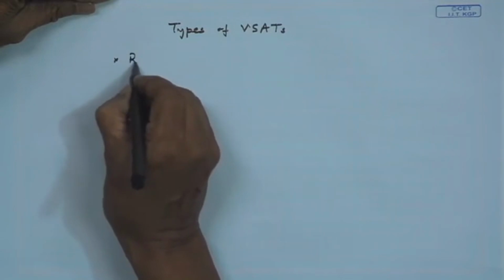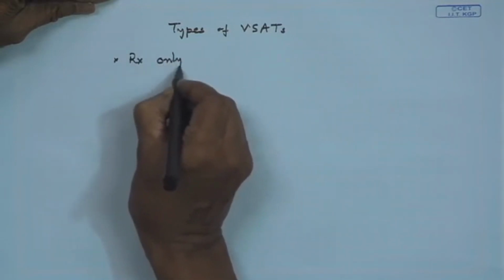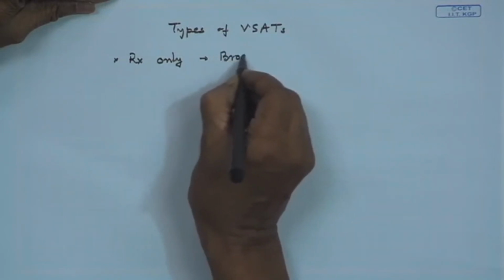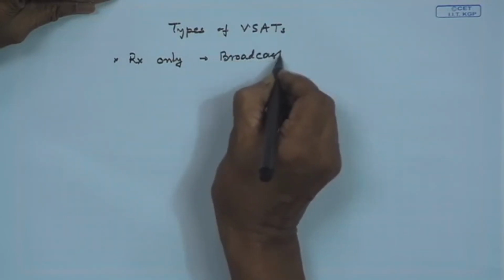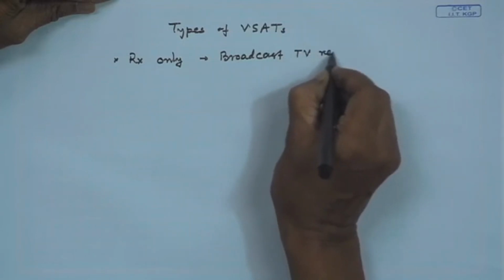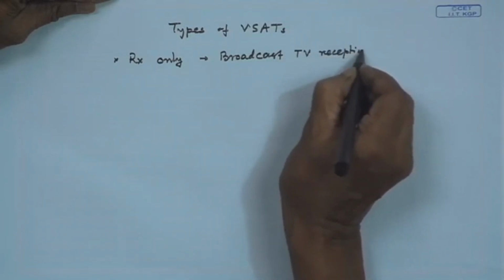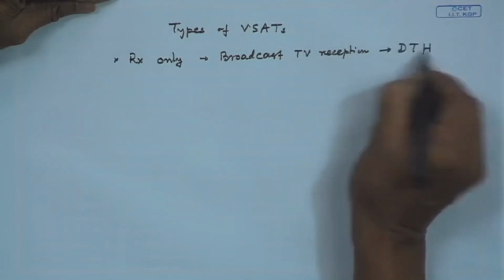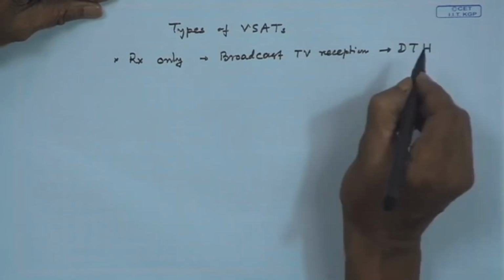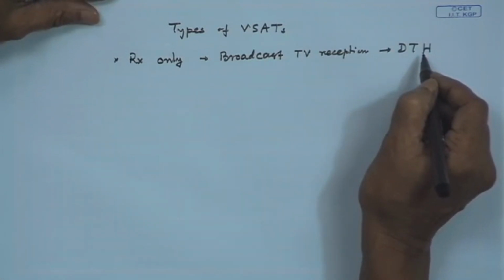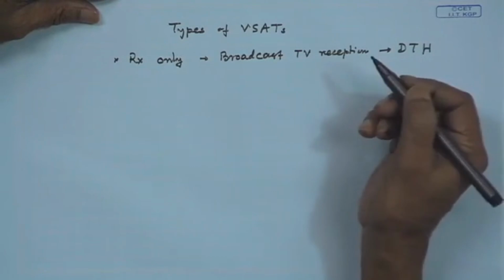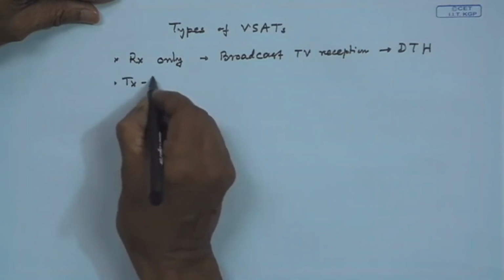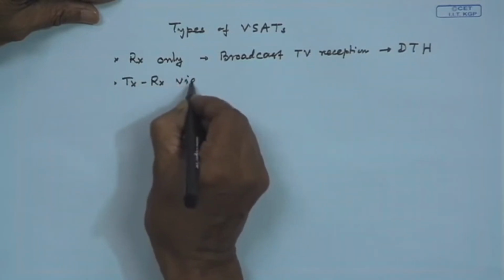That is receive only, that is for broadcast TV reception, called DTH. Its antenna is very small, less than 1 meter, and only the receive chain is there. Then transmit receive via hub.